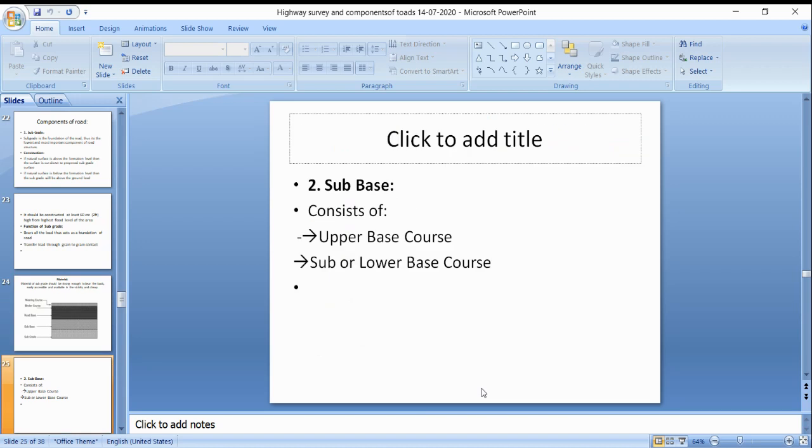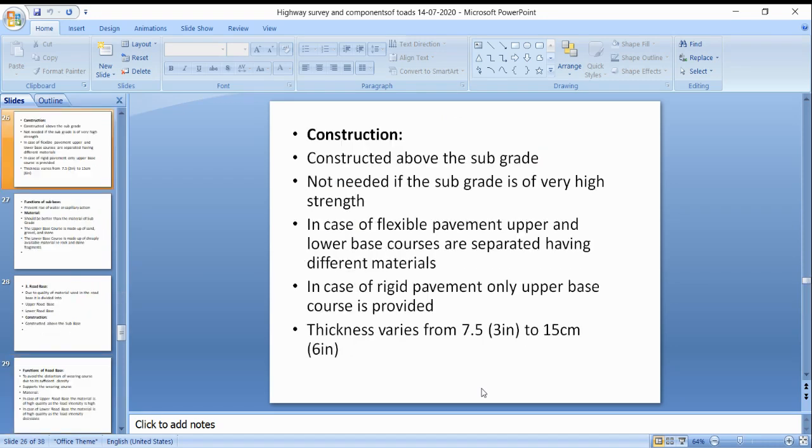Next comes subbase. Subbase consists of two types: the upper base course and the lower base course. The subbase is constructed above the subgrade. It is not needed if the subgrade has very high strength.